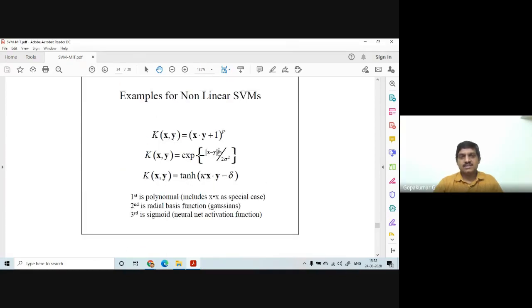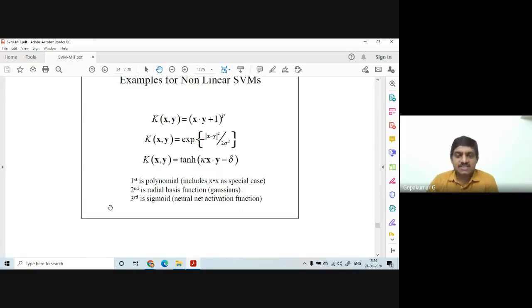The most common is called a polynomial kernel. x and y are input points, and x·y plus 1 is used. Or you have the Gaussian function, called a radial basis function, and you have a sigmoid function, the one that we have seen with ANN, artificial neural network. It's a neural network activation function, a tanh function. So these are some of the kernel functions that will help you to solve the nonlinear SVM. That is called a kernel trick.